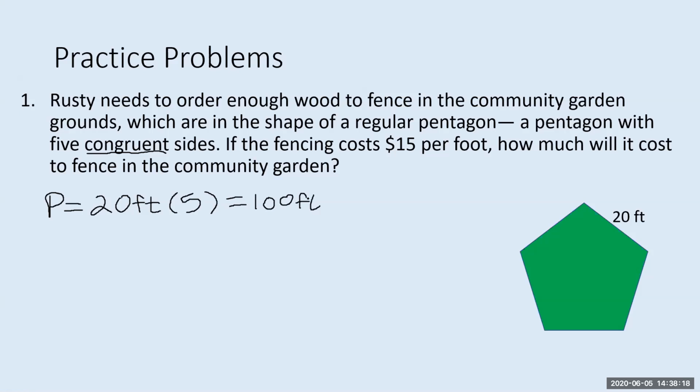So we need 100 feet of fencing, and the fencing is $15 per foot. So our total cost will be the amount of fencing we need, 100 feet, times the cost per foot, so $15 per foot.